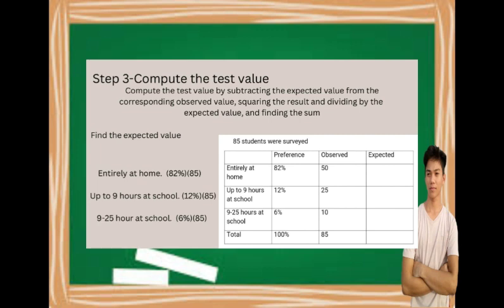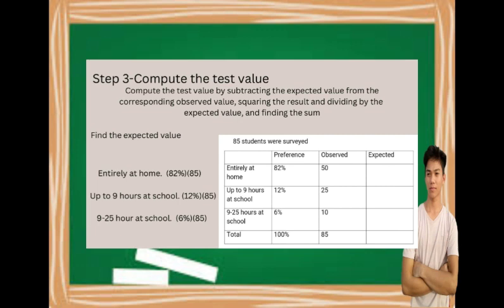To compute, subtract the expected value from the corresponding observed value, square the result, divide by the expected value, and find the sum. But before we compute the value, first we need to find the expected value of each of the categories. For the category entirely at home, you need to multiply the percentage value, which is 82%, by the total number of students that had been surveyed. It goes the same for the other categories.